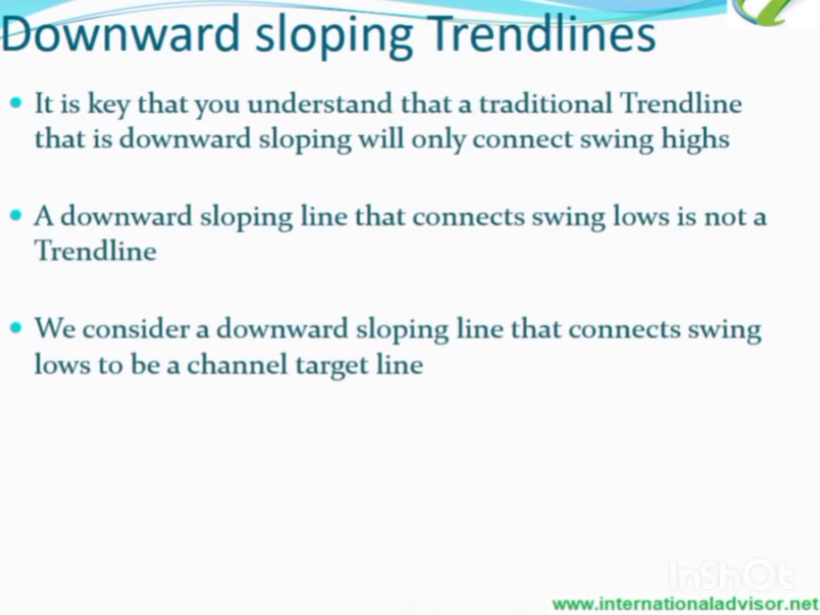Downward sloping trend lines. It is key that you understand that a traditional trend line that is downward sloping will only connect swing highs. A downward sloping line that connects swing lows is not a trend line. We consider a downward sloping line that connects swing lows to be a channel target line instead.